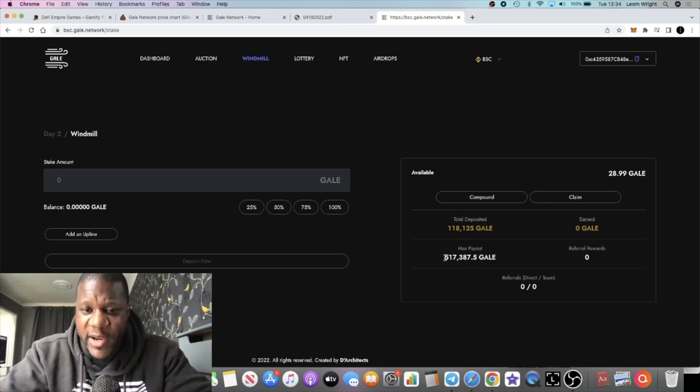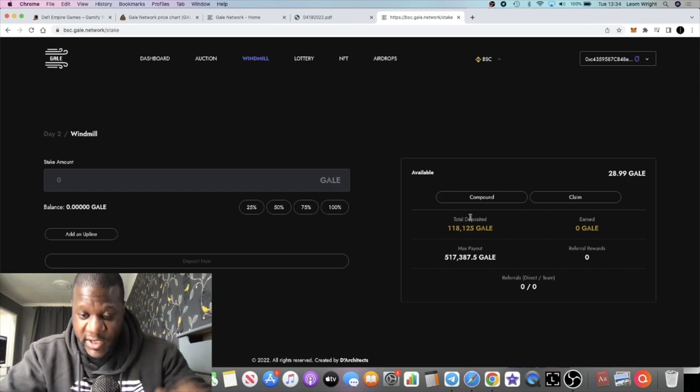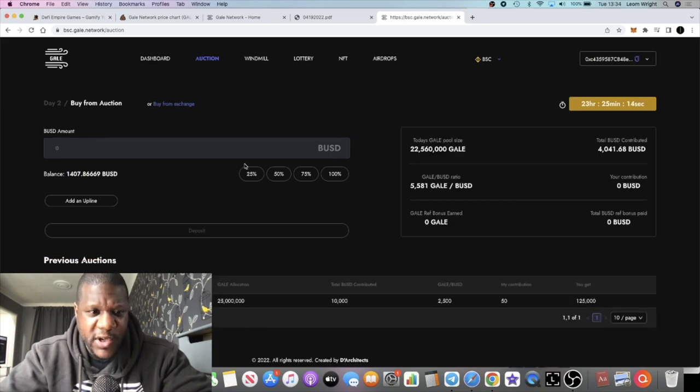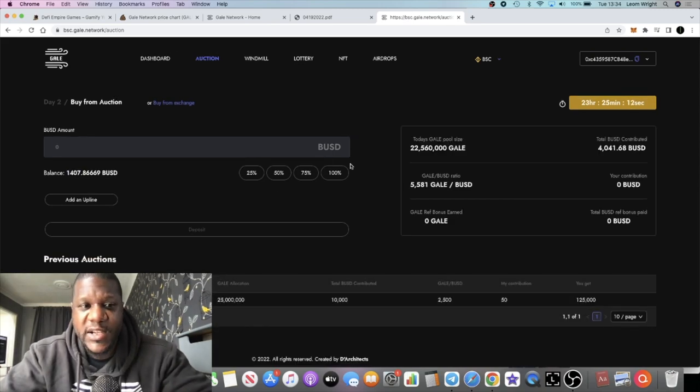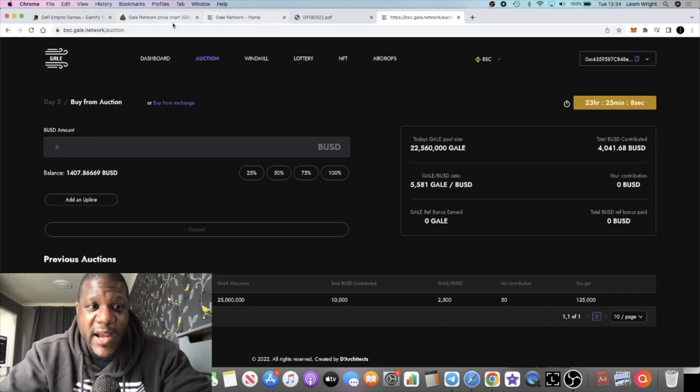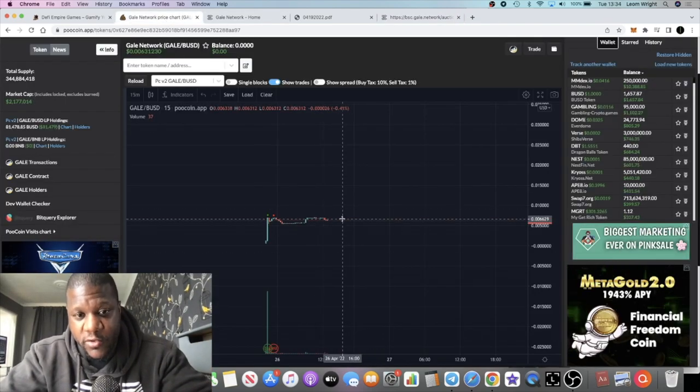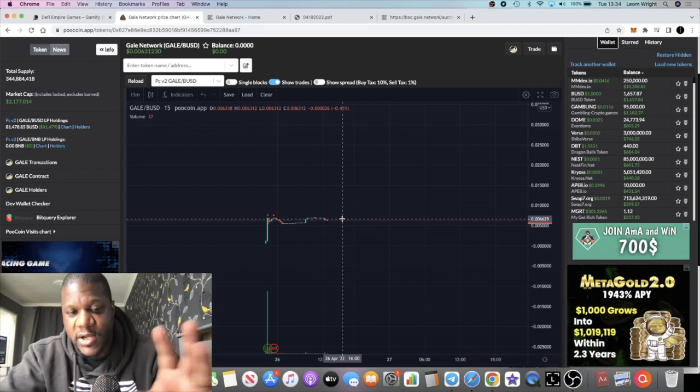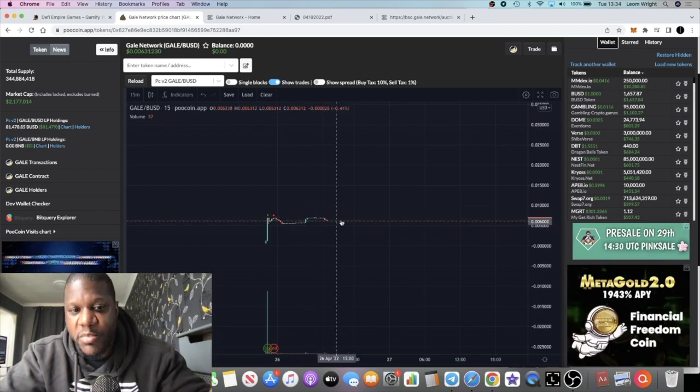You can see my max payout is 517,387 Gale. Total deposited 118,125 Gale. And yeah, they've got the auction, right? So in the auction, this is a 180-day auction. Now you can actually buy the token outside of the auction, just like you could with Rex. So like I said, similarities to Rex, you can buy your token.